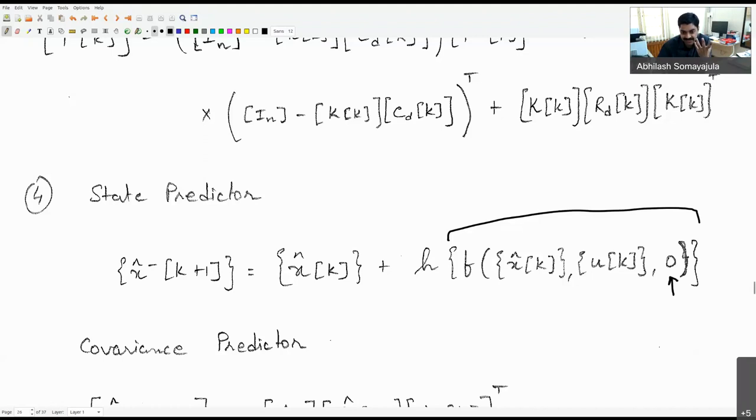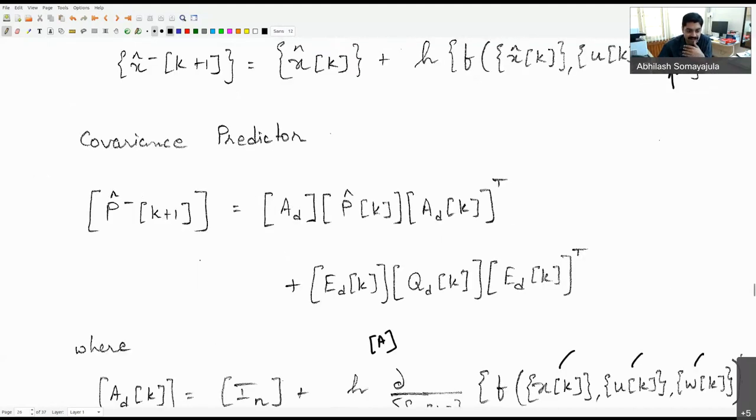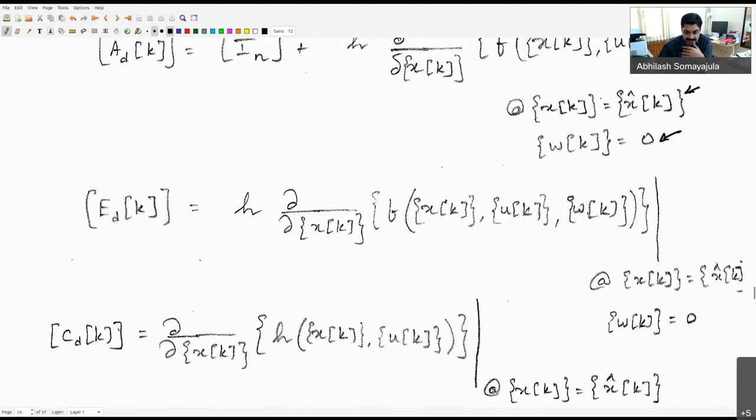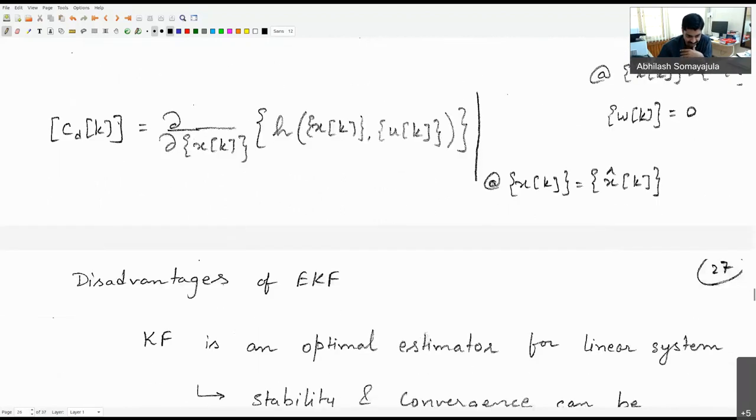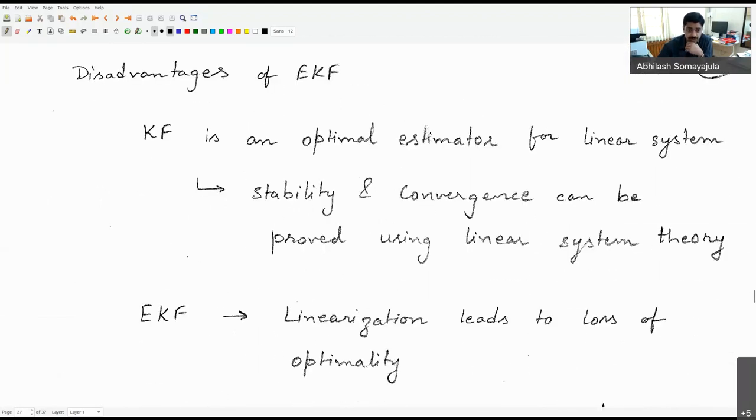And then whatever error has come in, I'll try to correct for it in the corrector step based on my measurements. So the measurement step still continues the same. The predictor and the corrector steps are still following the same process as what you saw in the Kalman filter, but you are basically extending it to nonlinear systems through linearization. So these matrices which you have evaluated, AD, BD, ED and CD, they're all coming from linearization. And because of that linearization, you do lose something.